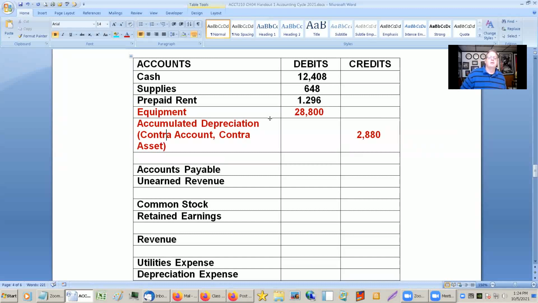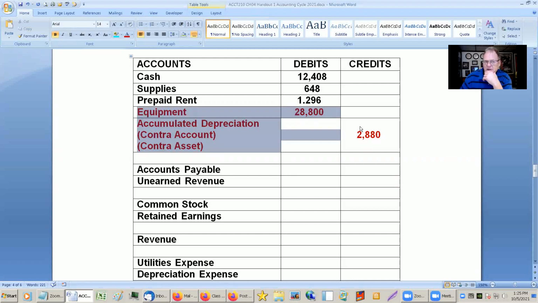Let me clean this up a little bit. A contra account just means it goes against another account. In this case, it goes against the equipment. It says, look, this equipment really isn't worth 28,800. It's 28,800 minus this. Specifically, it's a contra asset account, which I don't know if that matters too much, but a contra account has to be paired up with another account, and generally it goes against it. We'll figure out why we use this account in chapter 3. But these two go together. So when we do the balance sheet, equipment is worth 28,800 minus this.